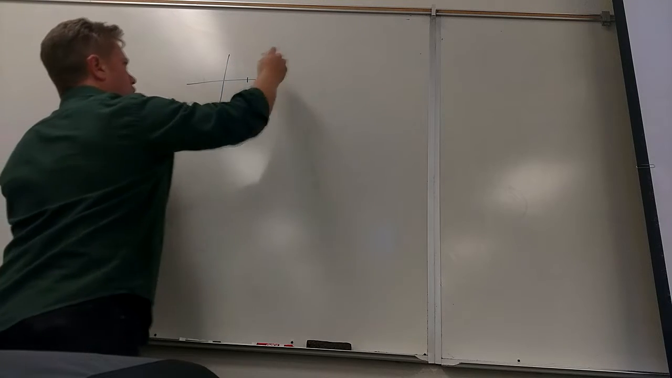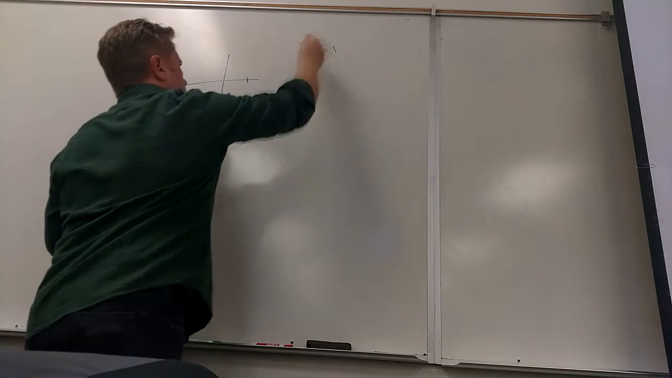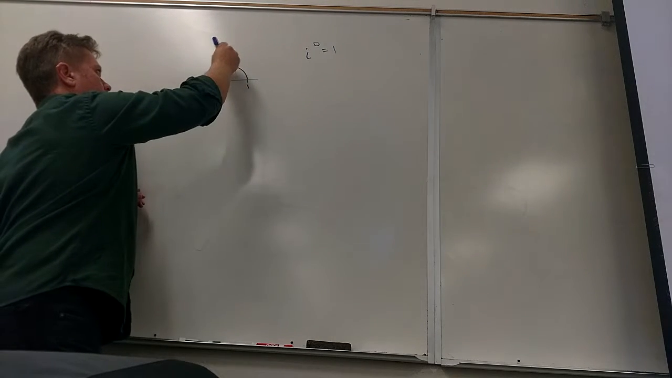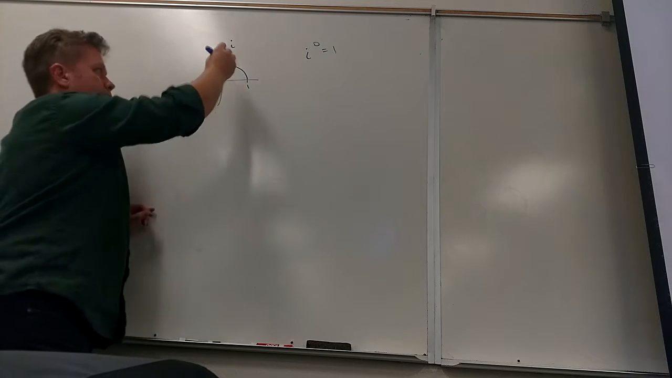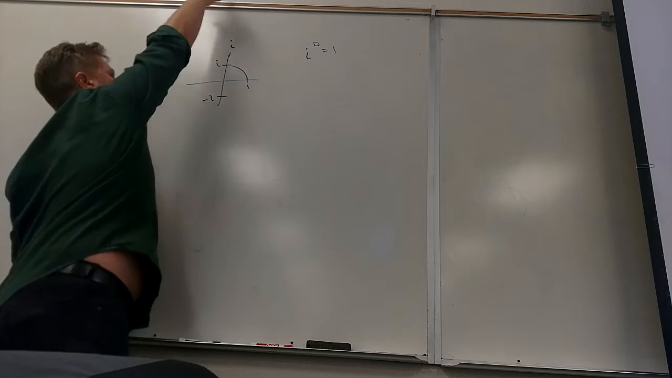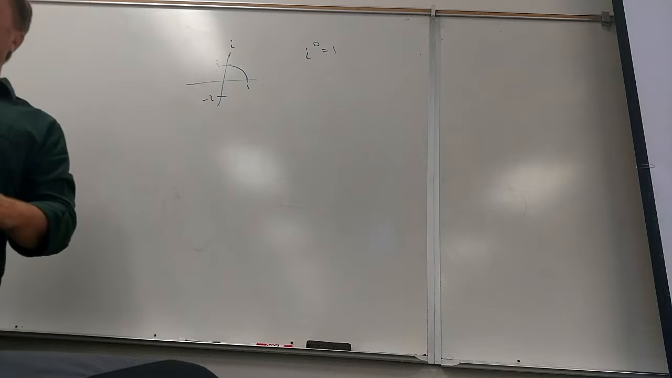If you don't turn it at all, that's i to the 0. So you're still on 1. You do a quarter turn, now you're at, this is the i axis. So that's like i, and there's negative i. So there's a 2i up here, a 3i, a 4i. So it's kind of like the i axis.